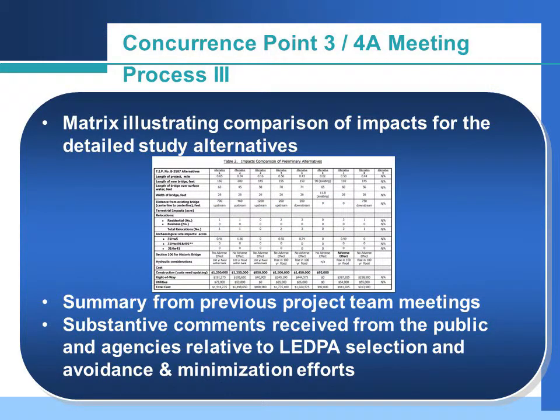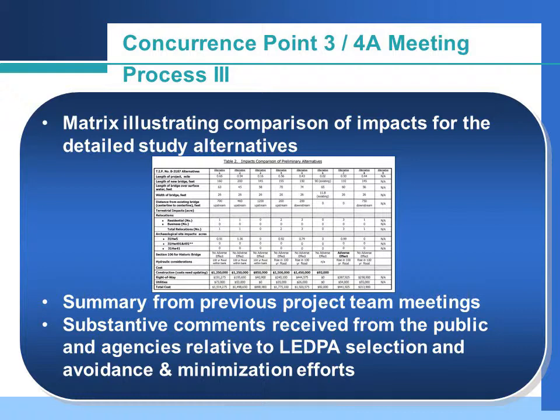At the Concurrence Point 3-4A meeting for Process 3, the project team will concur on the least environmentally damaging practicable alternative, or LEDPA, and avoidance and minimization. At this time, project team members will be reasonably certain that the LEDPA will comply with all relevant regulations and permit requirements and can be authorized. The project team will also address issues such as alignment shifts, horizontal and vertical alignment, slopes, potential utility conflicts, and construction techniques.